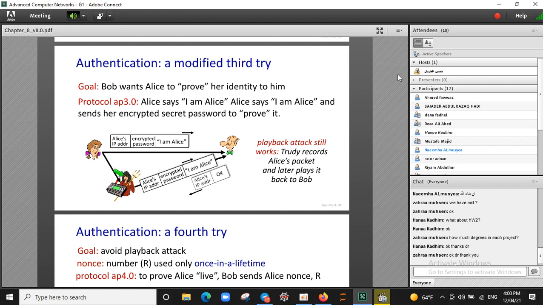Why? Because Trudy can still use playback attacks. Trudy can sniff packets and then resend, replay, or play back those messages to Bob sometime later. So that encryption cannot solve my problem.